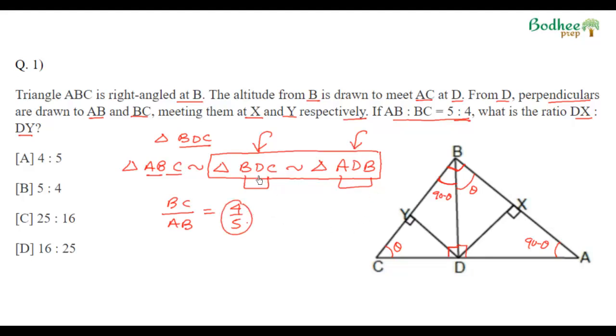Now the corresponding altitude of ADC is DY, right? So DY and DX, they will also be in the same ratio 4:5. We need to find the ratio DX is to DY. So obviously this ratio will get reversed. So DX over DY would be equal to 5:4. So option B becomes the right answer.